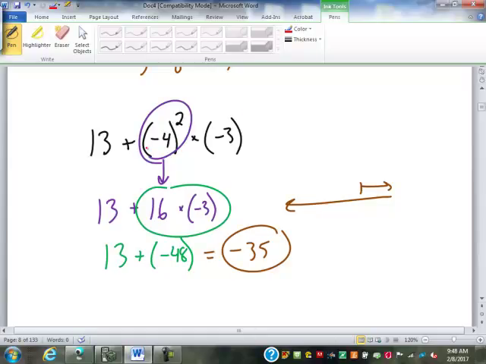In this case, these parentheses are not enclosing symbols. They are just separators. They're just separating out those negatives. They're not enclosing something that needs to be done.